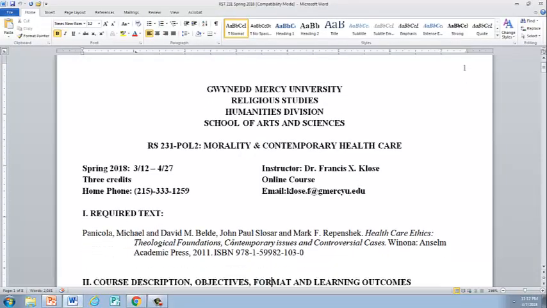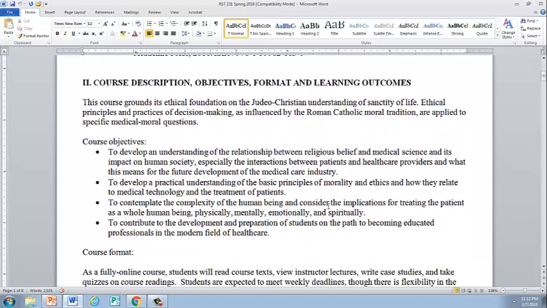In terms of the course description, this is a course that grounds itself on the Judeo-Christian understanding of the sanctity of life. We're going to look at ethical principles and practices of decision-making as influenced by the Catholic moral tradition and apply them to specific moral questions. Our course objectives: develop an understanding of the relationship between religious belief and medical science and its impact on human society, especially the interactions between patients and healthcare providers, and what this means for the future development of the medical care industry.